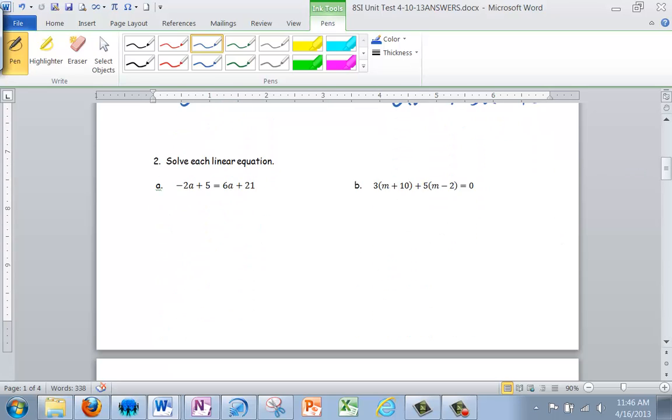Solving linear equations. A lot of you got confused with letter B because there were two parentheses, and so you assumed that this was quadratic, but notice there's a plus sign in between, so that makes it non-quadratic. So again, for these, all you're trying to do is get all of the variables on one side and all the numbers on the other.